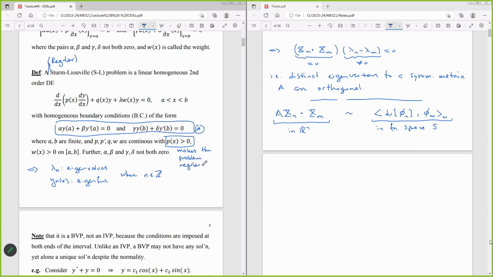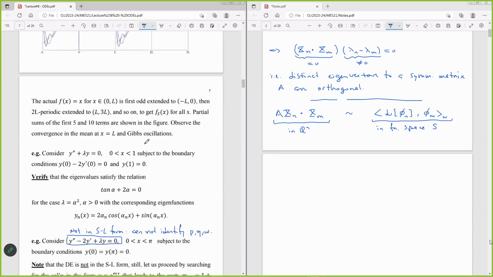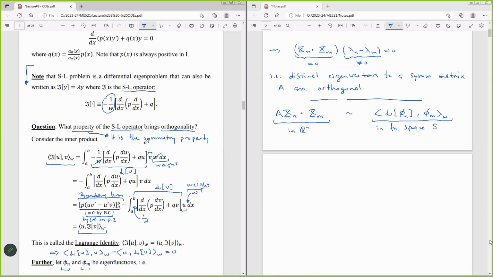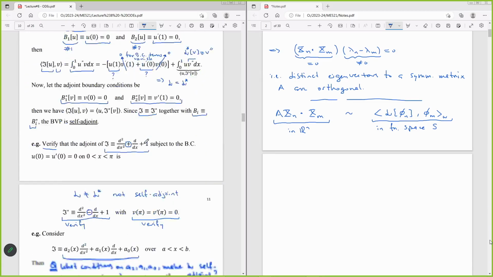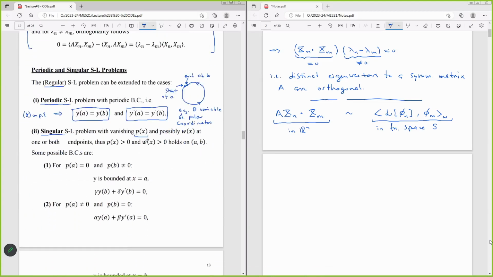Because that's a leading coefficient, right? P is the leading coefficient, because if you open this up, what do you get? P y double prime, and P prime y prime, right? So P is the leading coefficient. If the leading coefficient never vanishes, that's a regular problem. But if you allow the leading coefficient to vanish, then you are in trouble, okay? The trouble is at the point that P vanishes, you have singularity.